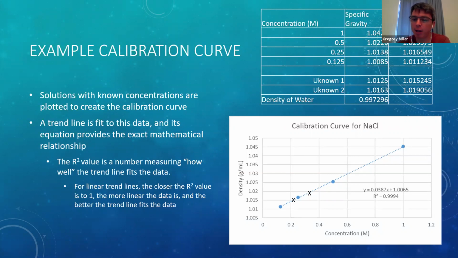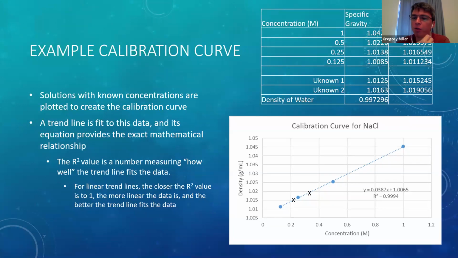For a linear trend line, the closer that value is to 1, the more linear the data is. If it was 1 exactly, it is perfectly linear. So what we can see from ours, an r squared of 0.9994 isn't bad. It's not exactly 1, which means it's not perfect, but that happens.